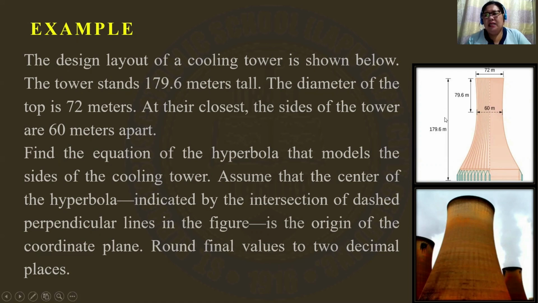So the height of the cooling tower is 179.6 m. From the center until here, that's 79.6 m. And this is 72, the diameter. And the sides of the tower are 60 m apart.